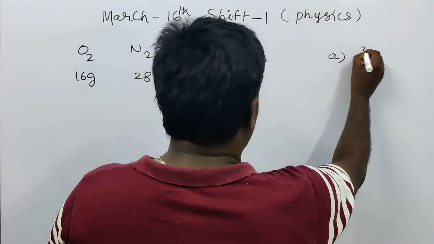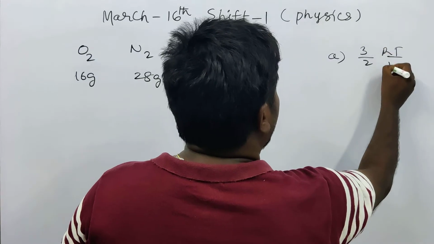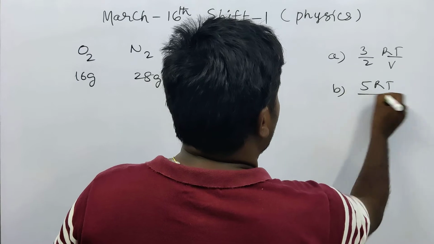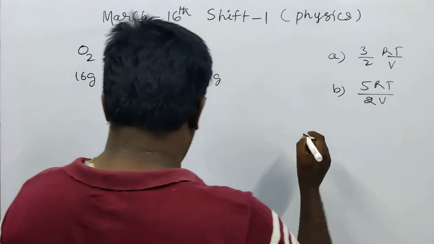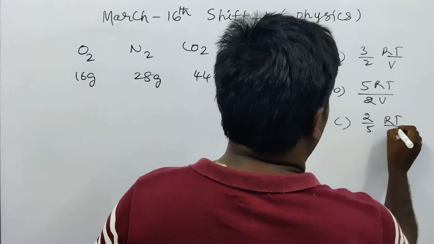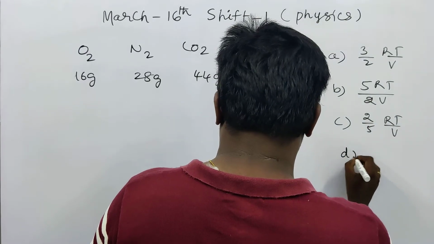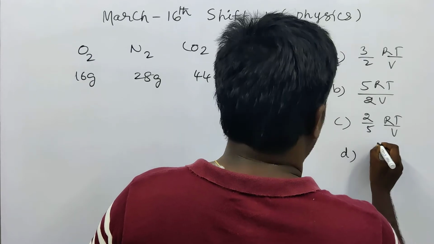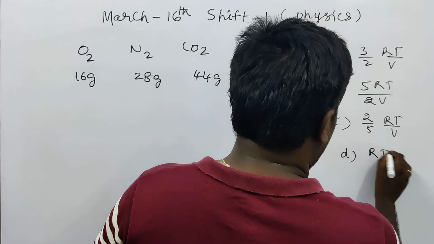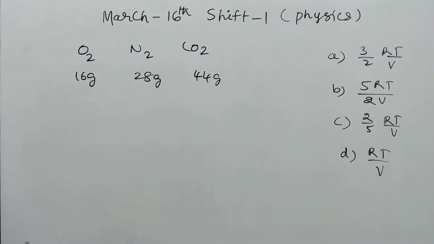The options are: A, 3/2 RT/V; B, 5RT/2V; C, 2/5 RT/V; and option D, 2 RT/V. So these are the options. How can we find the total pressure? We have the volume V.